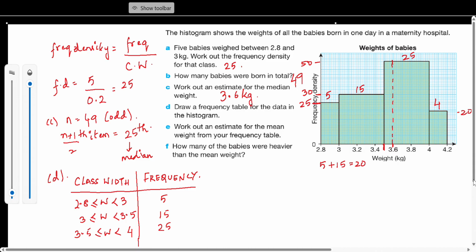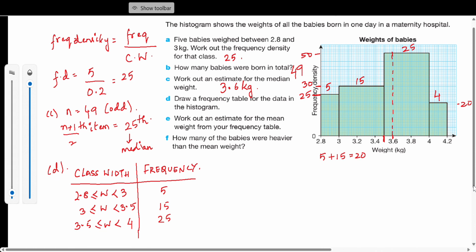Let me go a little down. 4 less than or equal to W, less than 4.2. Now W here represents the weight, that's all. Now all this adds up to 49. So this is the frequency table.